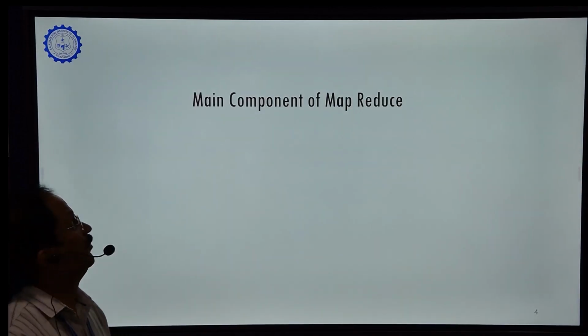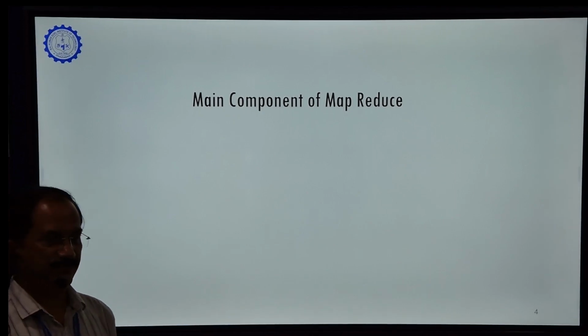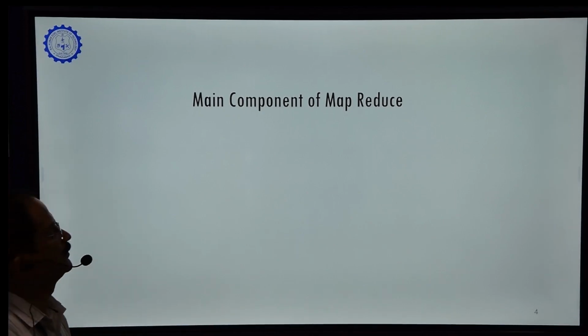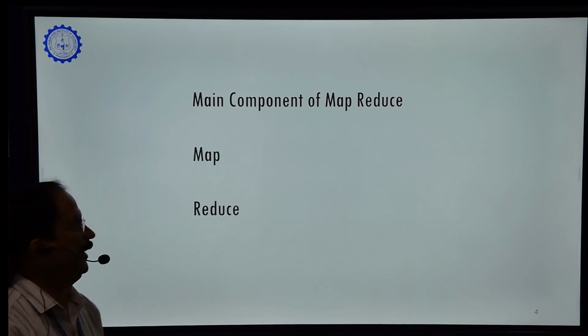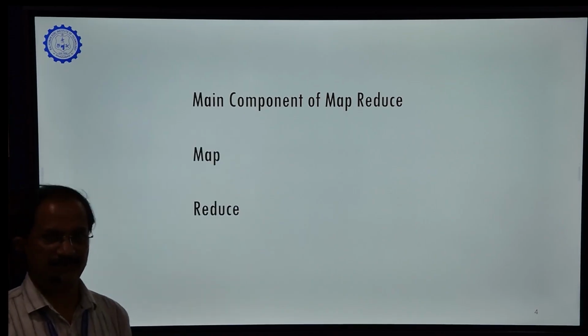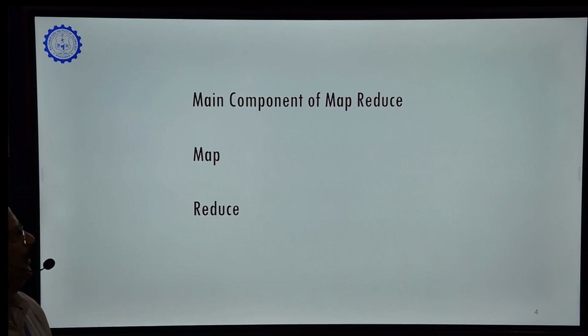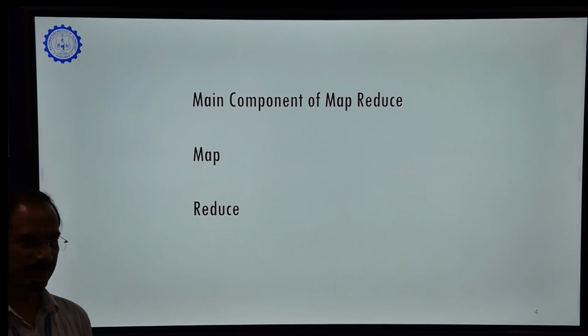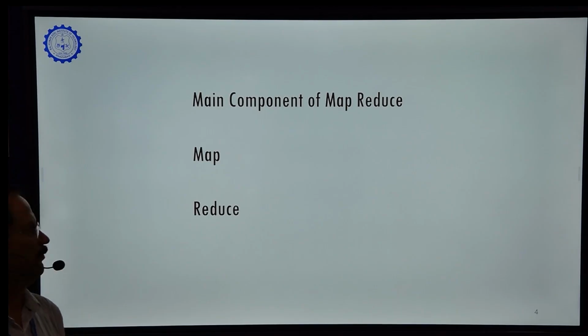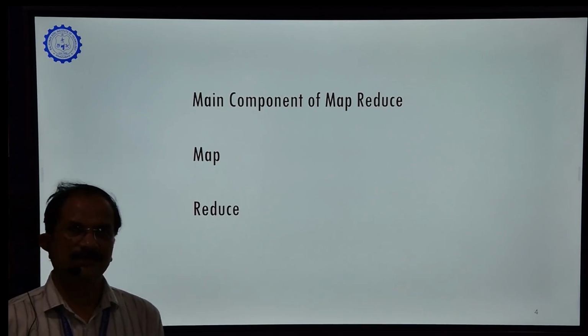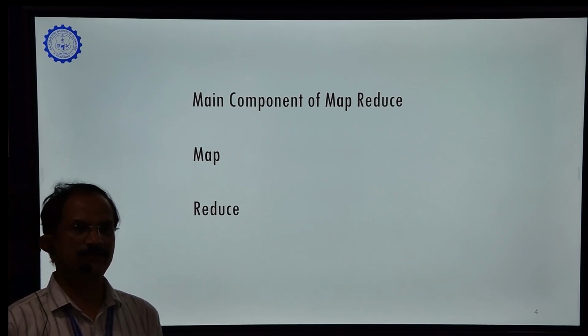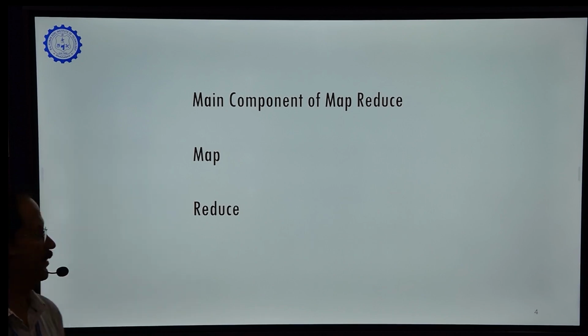Now, the main components of MapReduce. There are two MapReduce components. One is the map and the second one is reduce. Map is nothing but mapping the data or the contents which come as input to be processed, and reduce minimizes that data into a smaller form after processing.